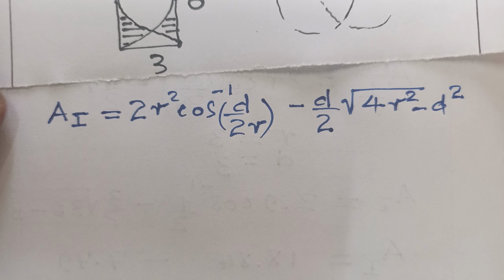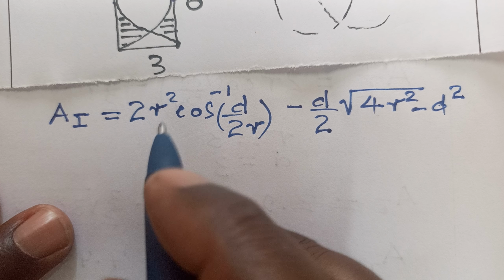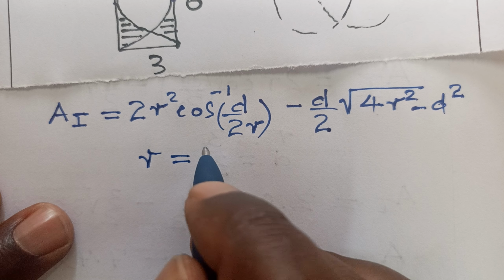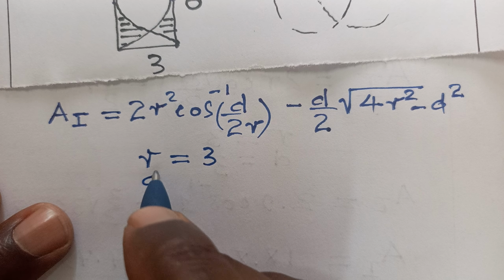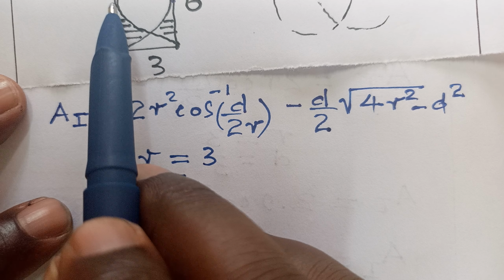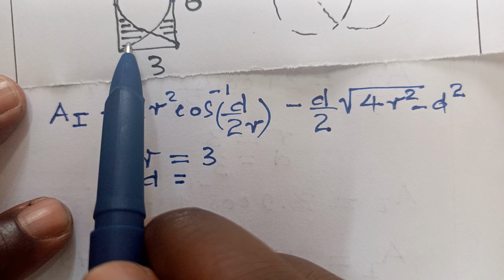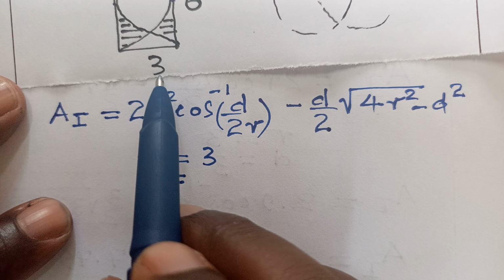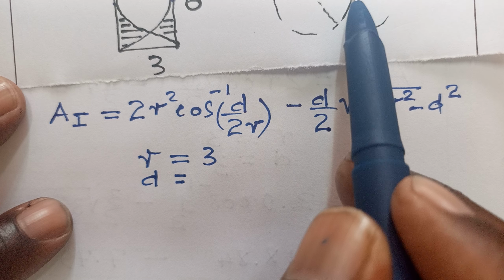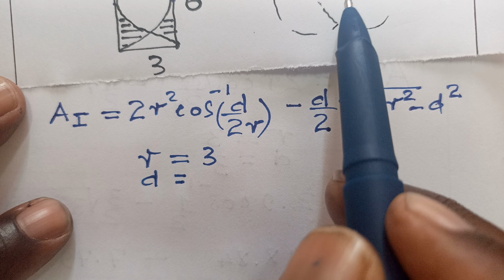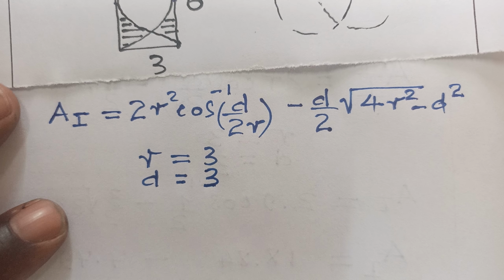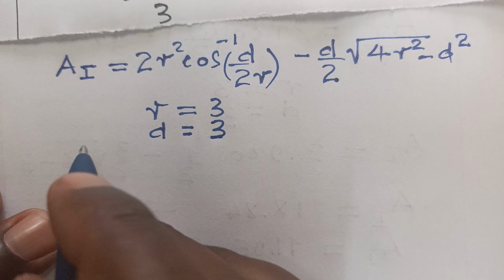And from there now, we have r of the semicircles, remember, is the same, it is 3. And the d, guys, as you can see, this being the center of this circle, it means that d is supposed to be 3, because this is the center of this circle and this is the center of this circle. So the distance is 3 between the centers. And therefore, guys, now we work out that.